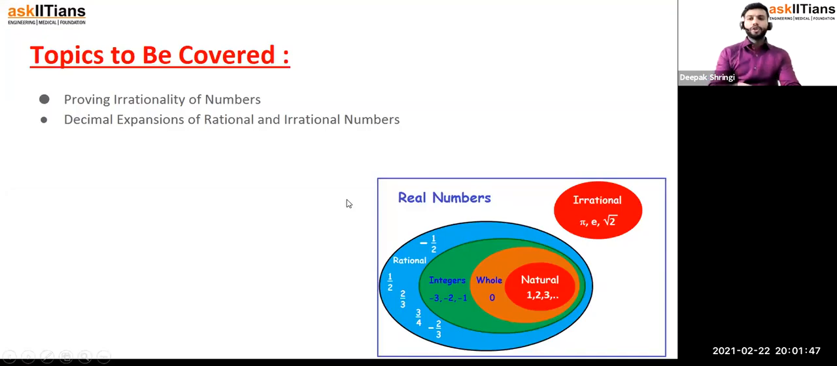We are going to do today proving irrationality of numbers and the decimal expansion of irrational and rational numbers. We have already learned what a real number is, and under the category of real numbers, rational numbers come, and under rational there are integers, fractions, whole numbers, and natural numbers. Irrational numbers we have also seen: pi is an irrational number, e is an irrational number, e is Euler's constant, its value is almost 2.71 but not exactly 2.71 because it is irrational, and root 2 is also an irrational number.